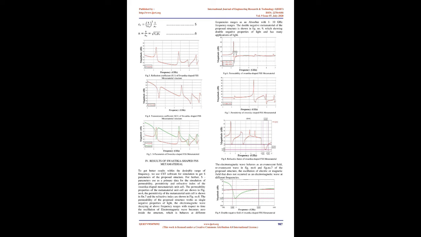For the simulation of the periodic metamaterial and excitation of this metamaterial in order to extract the S parameters, appropriate boundary conditions and excitations are assigned to the different surfaces of the three-dimensional unit element. The relationship between the permittivity, permeability, and refractive index is shown by the following expressions. Results of Swastika-shaped FSS metamaterial.